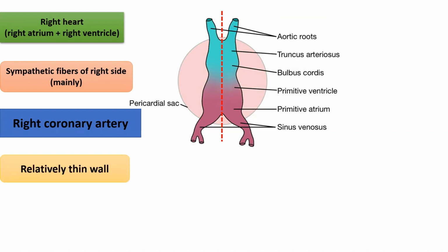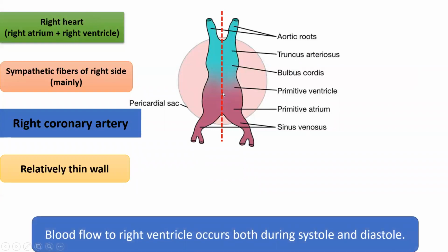The wall of the right heart is very thin because the right heart is concerned with pulmonary circulation, and the peripheral resistance in the pulmonary circulation is low in comparison to systemic circulation. So the right heart does not need a thick muscular wall to overcome this low peripheral resistance. That's why the wall thickness of the right heart is relatively thin.